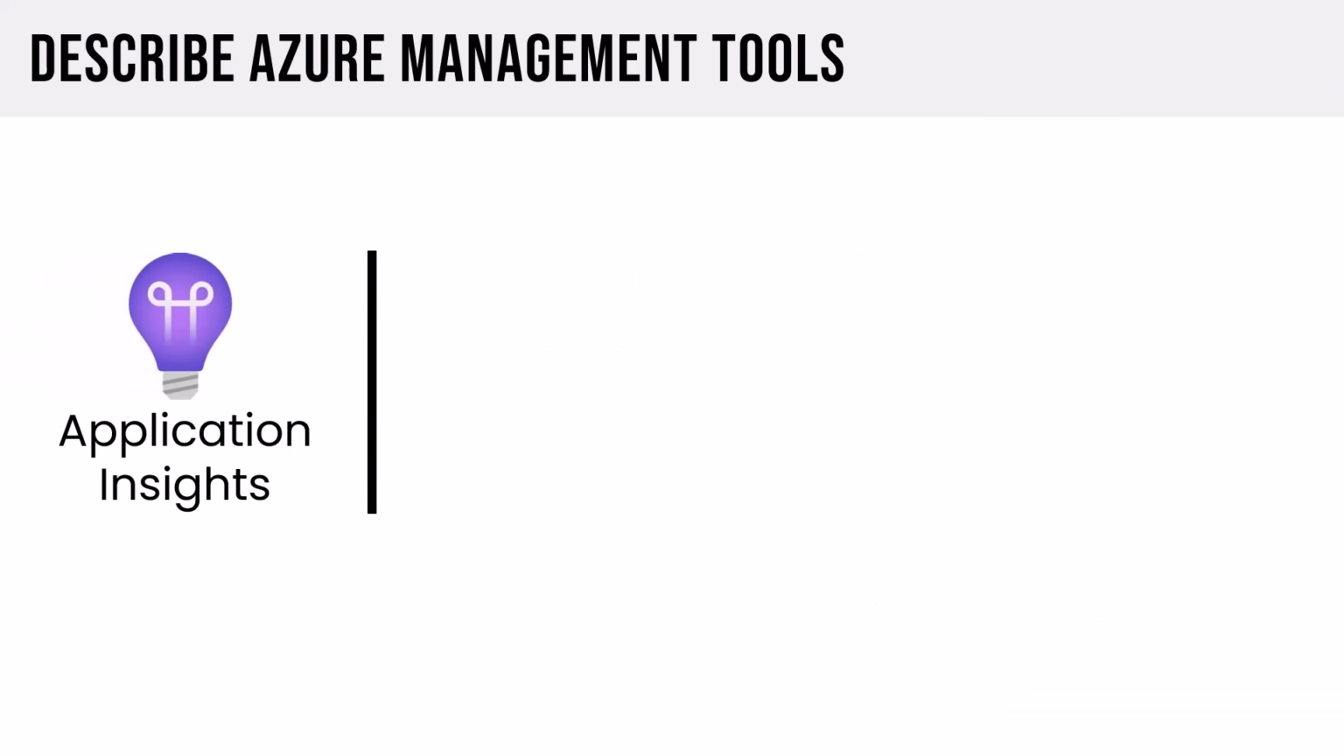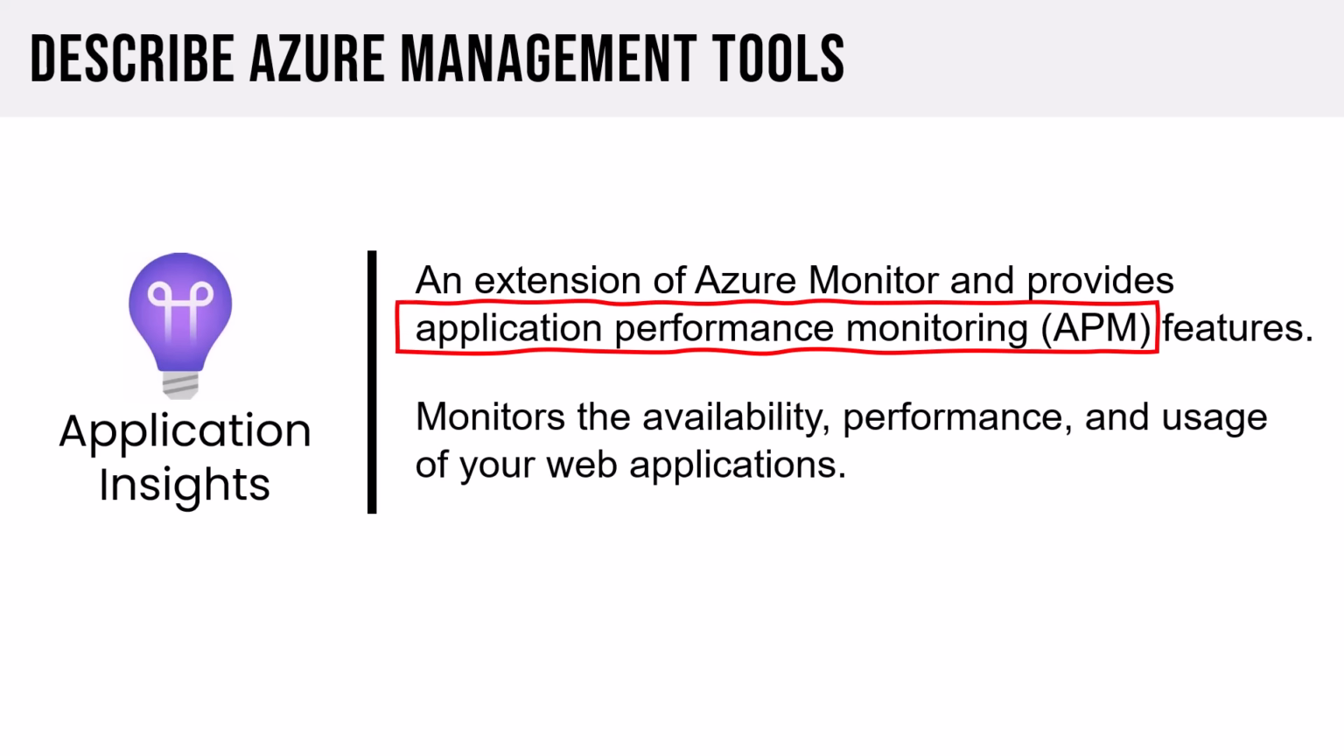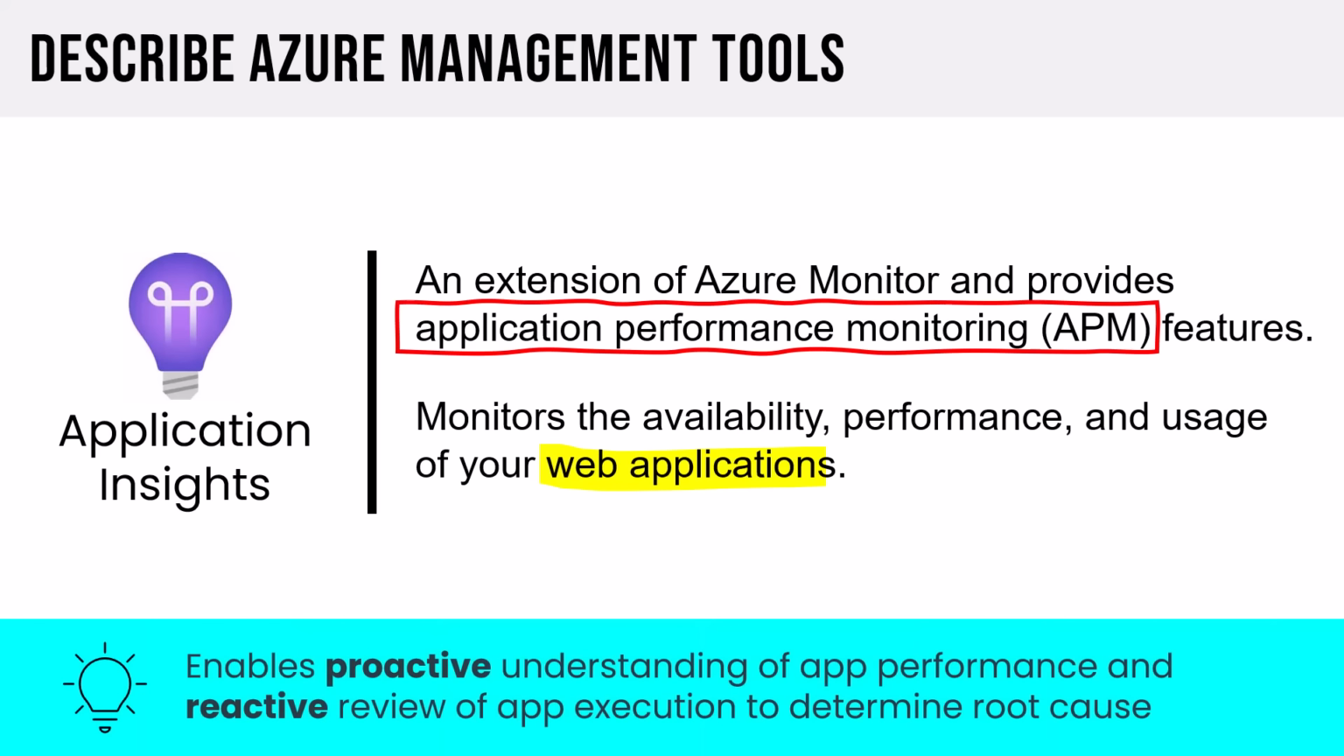Next up is Application Insights, which is an extension of Azure Monitor that provides application performance monitoring features, frequently abbreviated as APM. APM focuses on availability, performance, and usage of your web applications. We generally see the use of APM focused on mission-critical production customer-facing applications. It enables proactive understanding of app performance and reactive review of app execution to determine root cause.